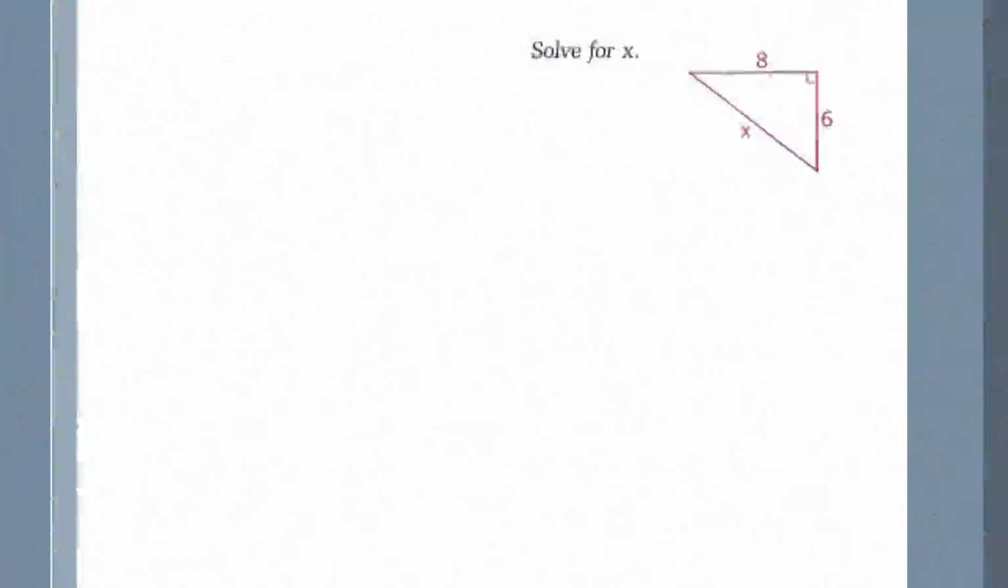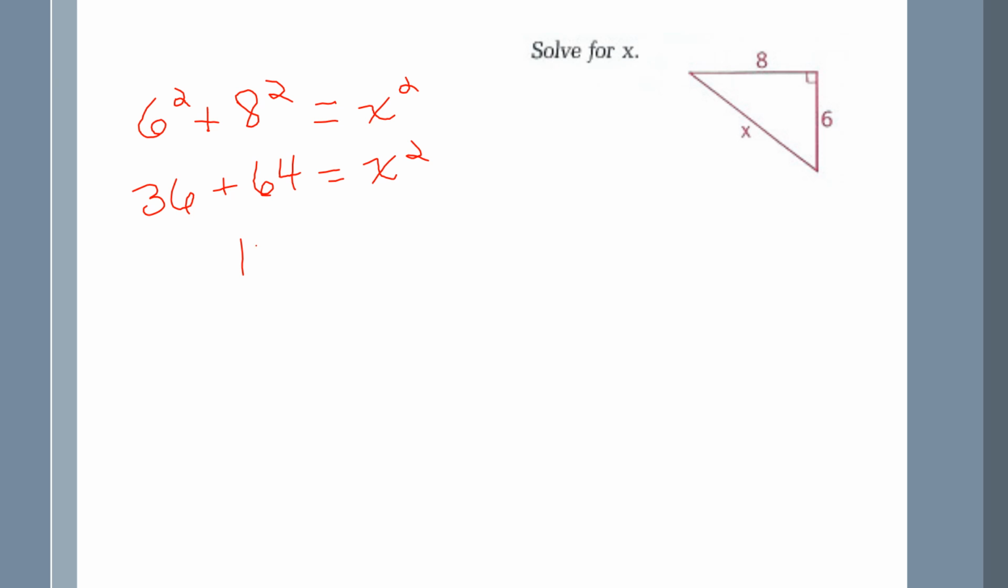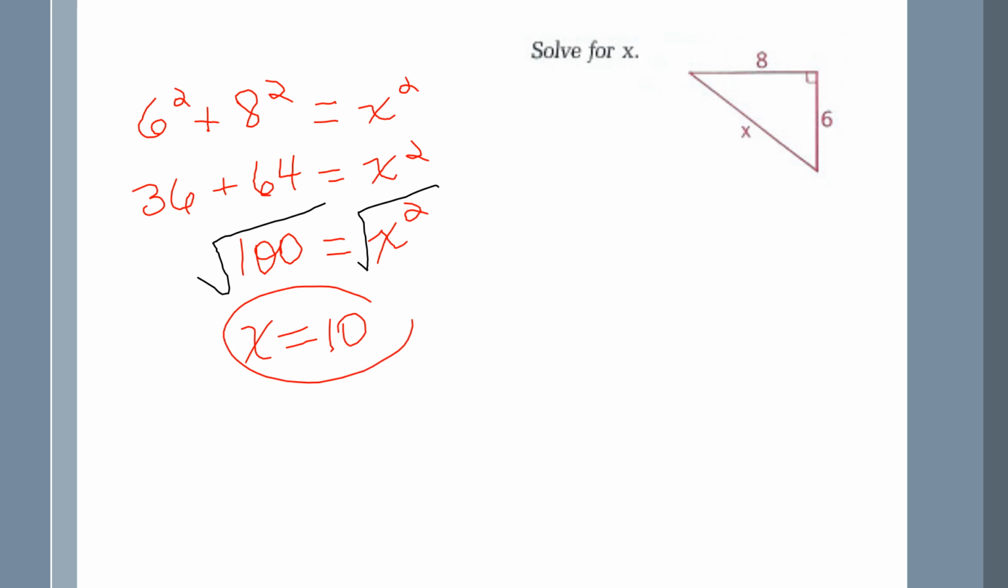All right, we want to solve for x here. Now, I'm going to do it the long way first, and then I'll show you a little shortcut. So it's going to be 6 squared plus 8 squared equals x squared, and you end up with 36 plus 64 equals x squared, which is 100 equals x squared, and we're going to take the square root of each side of this, and that ends up being x is equal to 10, right?